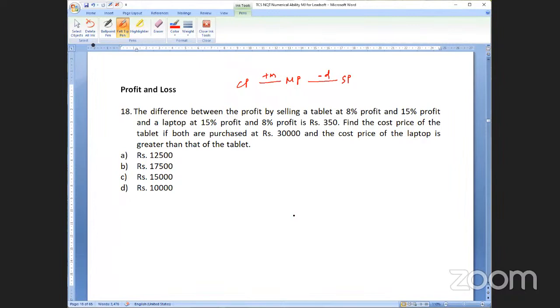Okay. People have started sending answers, but how?